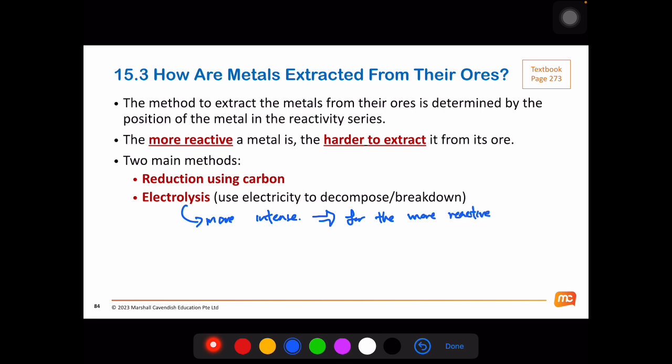Because the more reactive metals have the more stable compounds. If you are a very low reactivity metal, it means your compound is also rather unstable, so it's very easy for the reaction to happen. Therefore, you can just use carbon for the reduction.